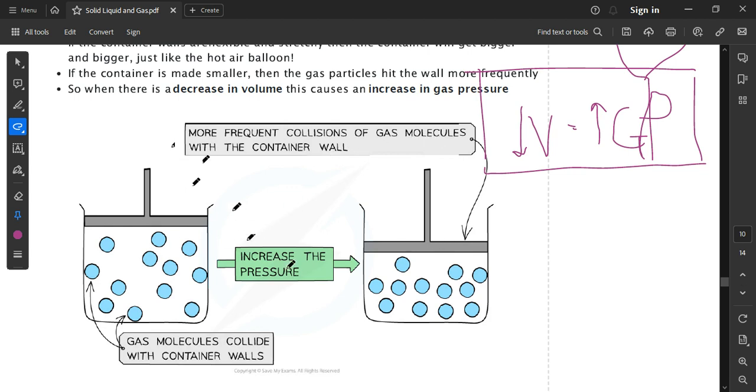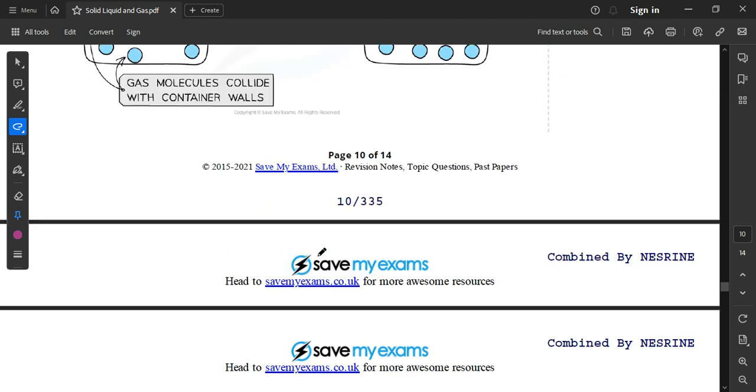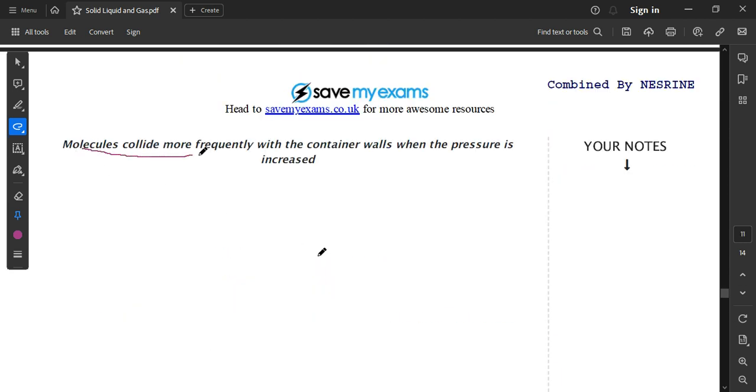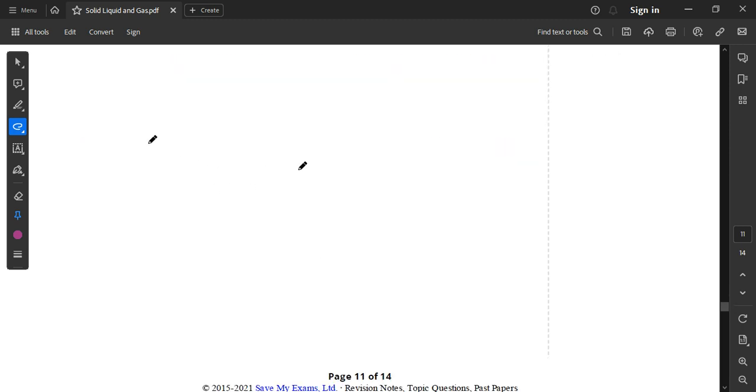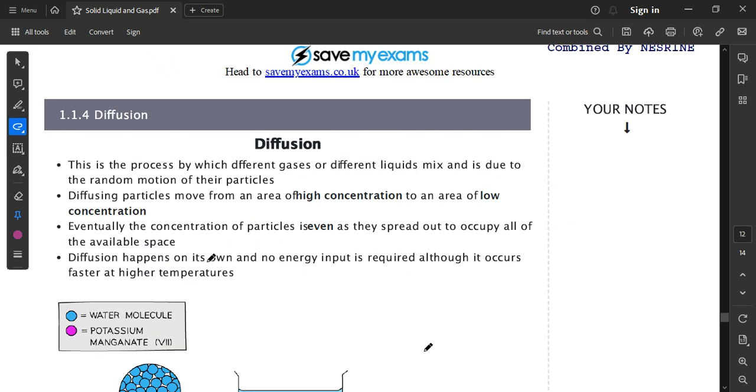As we see, as this goes down, there will be less space for the particles to hit the wall and bounce back, which will increase the pressure. So, gas molecules collide with container walls. Molecules collide more frequently with the container walls when the pressure is increased. Oops, sorry, we don't have the image here.